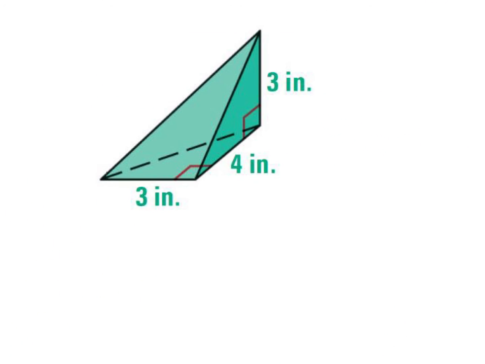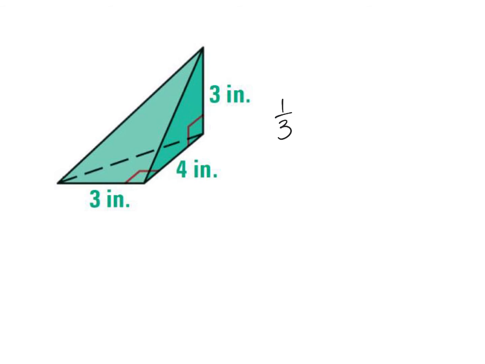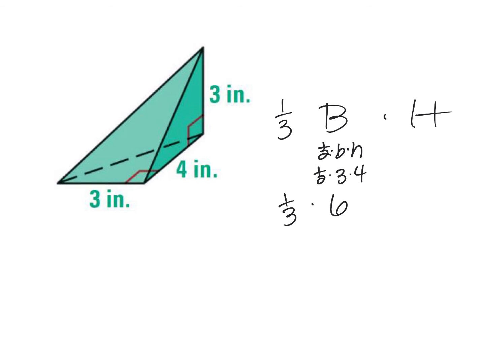This is a weird looking shape. This is a pyramid. I know it's a weird one. It's 1/3 base times height. But what kind of pyramid is this? What is the base of this pyramid? It is a triangle. So in that area of the base part, we're going to have to do the formula for a triangle, which is 1/2 base times height. So 1/2 times 3 times 4 gives you 6. Cool. So now we've got 1/3 times 6.